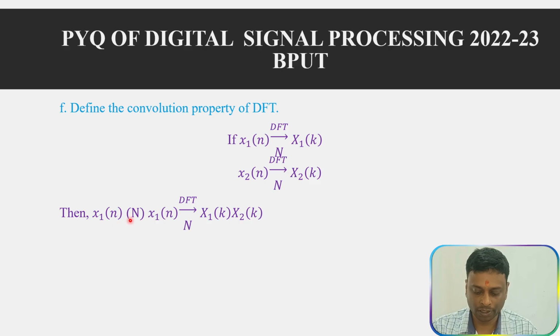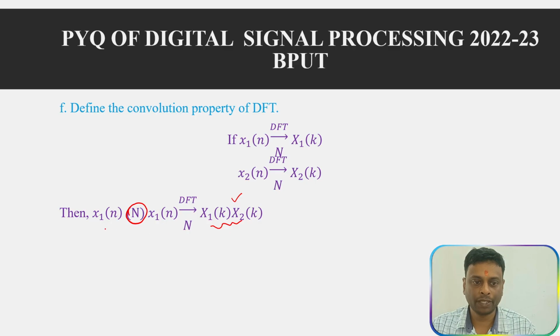This is the circular convolution. This is the symbol for circular convolution. The N-point DFT will be X1 of k, multiplied with X2 of k.